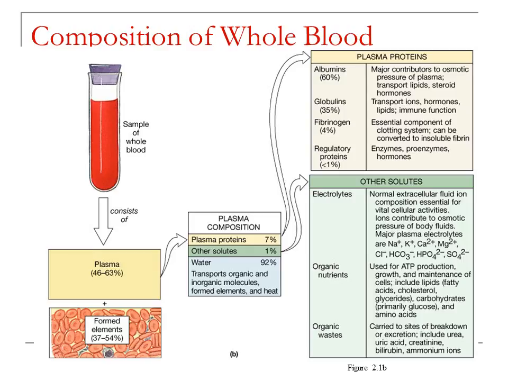ion, and sulfate ion. Organic nutrients are used for ATP production, the growth and maintenance of cell, and also include lipid, carbohydrates, and amino acid. And the organic waste are carried to the site of breakdown or excretion, which include urea, uric acid, creatinine, bilirubin, and ammonium ions. So these are the components or composition of plasma.